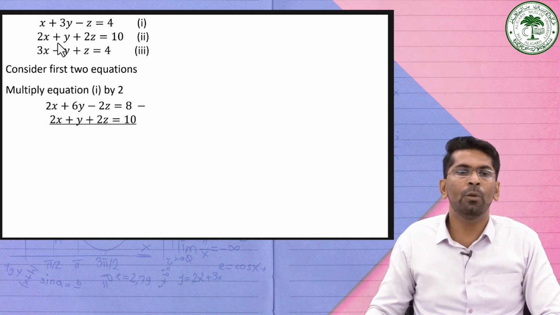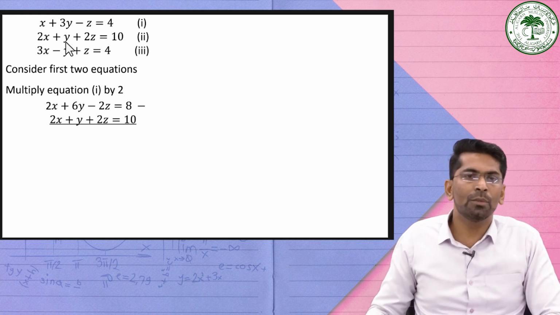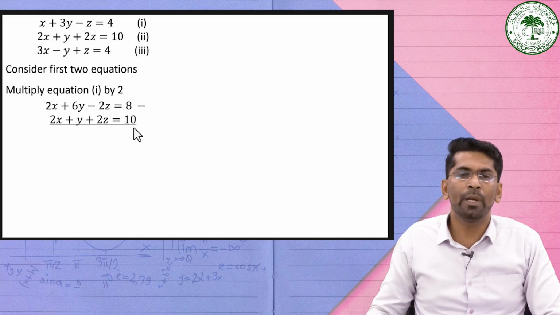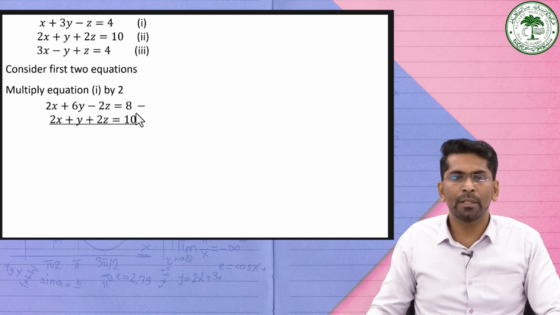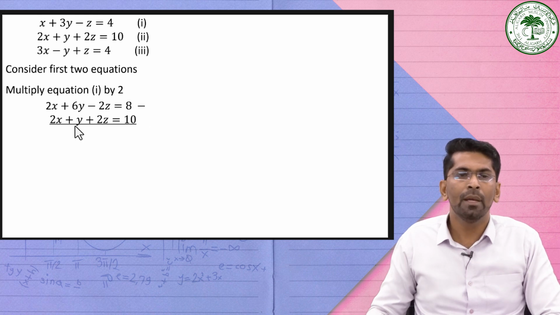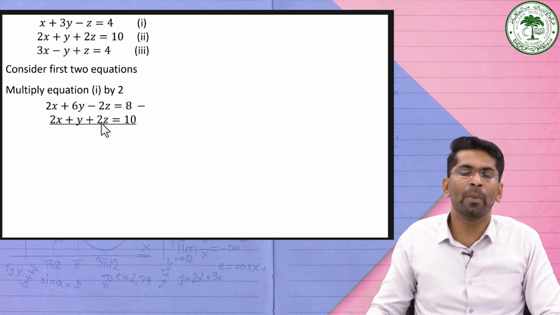Now I am going to subtract equation number 2 from equation number 1. Equation number 2 is 2x plus y plus 2z is equal to 10. In order to eliminate the x variable, we have to subtract, so I am putting a minus sign here. 2x will be cancelled out if you subtract. Then 6y minus y will become 5y. Minus 2z, and we are subtracting, so minus 2z will become minus 4z.